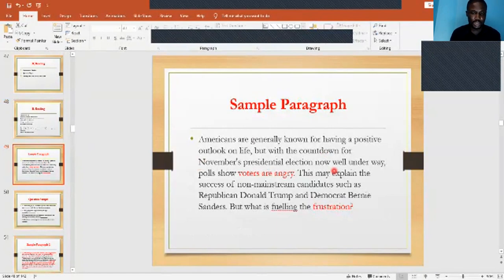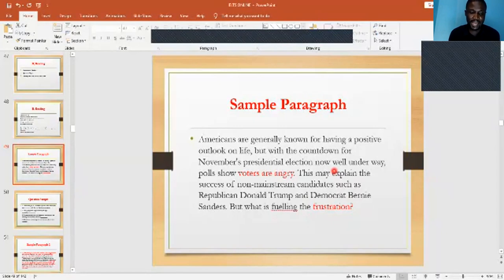Okay, and according to this paragraph, it's saying Americans are generally known for having a positive outlook on life. But with the countdown for November's presidential election now well on the way, polls show voters are hungry. This may explain the success of non-mainstream candidates such as Republican Donald Trump and Democrat Bernie Sanders. Okay, but what is fueling the frustration?